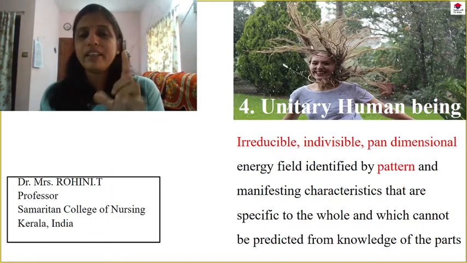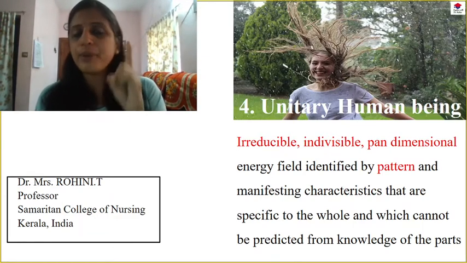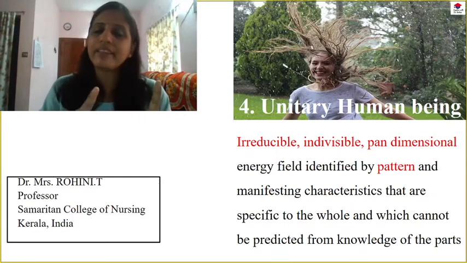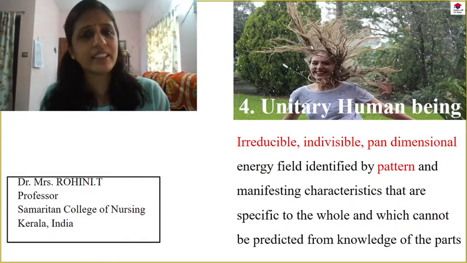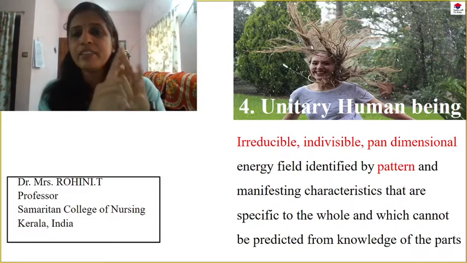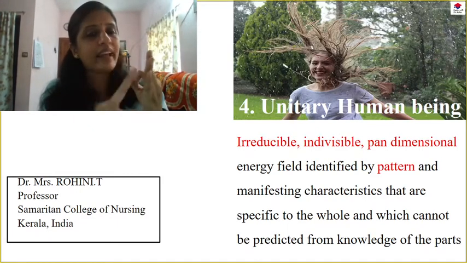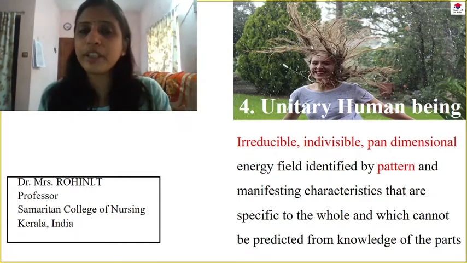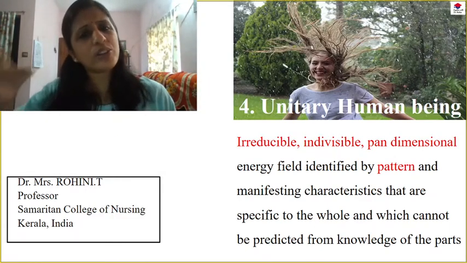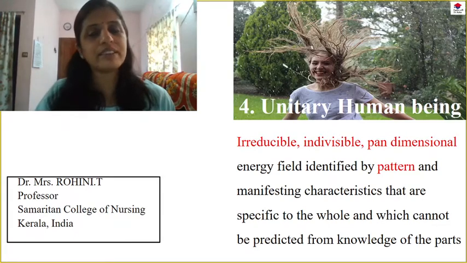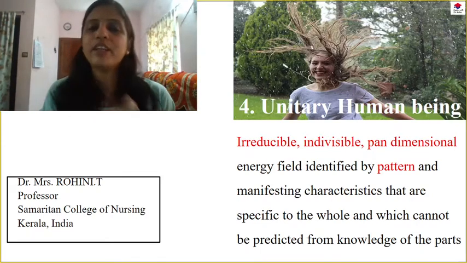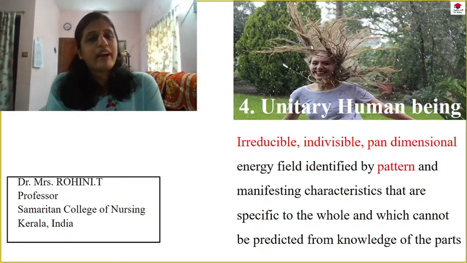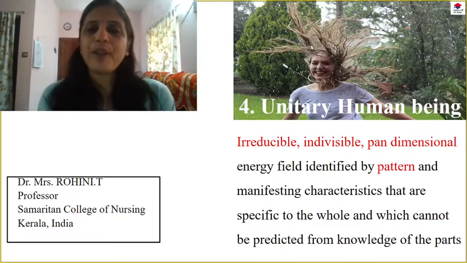So if you study the definition of one concept, unitary human being, you can write the definition of the environmental energy field. What is the difference? Nothing. Here it is irreducible, indivisible, pan-dimensional, interacting with the environment. That is called unitary human being. For environmental also, I will write the same words: irreducible, indivisible, pan-dimensional energy field interacting with the human being. So these are the 5 concepts according to Roger's theory.